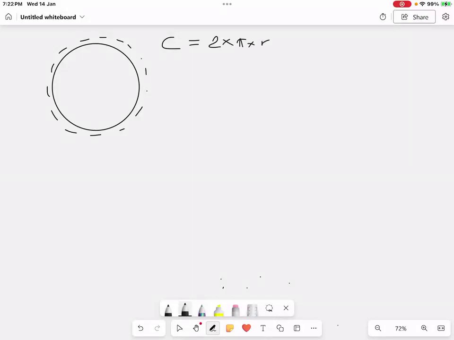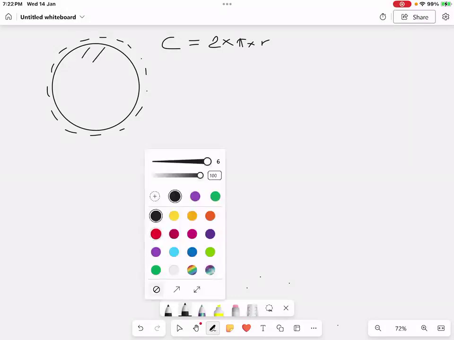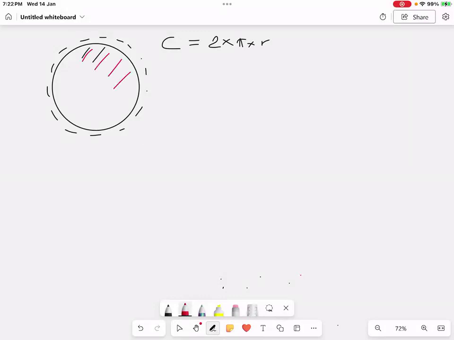All right. And then inside of it here, we would have referred to as the area. The inside, the middle section here is called the area, which we use to represent by the letter A. So therefore, A would have been equal to pi r squared.